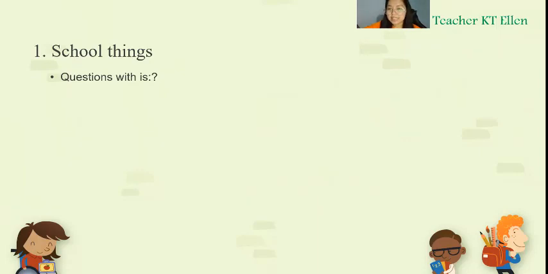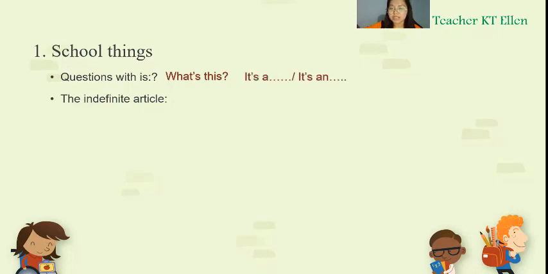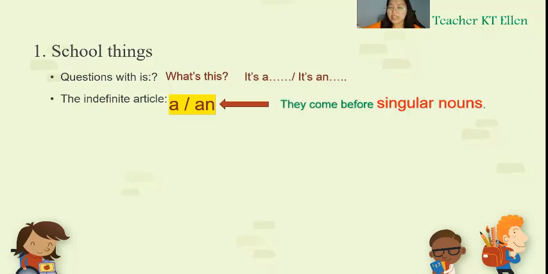Questions with "it's". The indefinite article. Question: what's this? It's a... It's an... The indefinite article is "a" or "an". It is used with singular nouns.